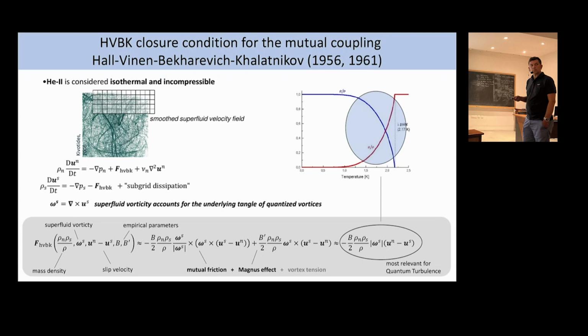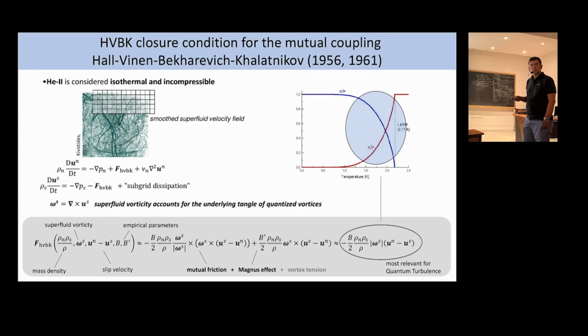For the coupling, we use the so-called HVBK closure condition. So what does it mean? The physical model behind this closure condition is to consider superfluid helium as an isothermal and incompressible fluid. And we consider coarse-grained dynamics so that the superfluid velocity field is supposed to be smooth, so we can define a superfluid vorticity.